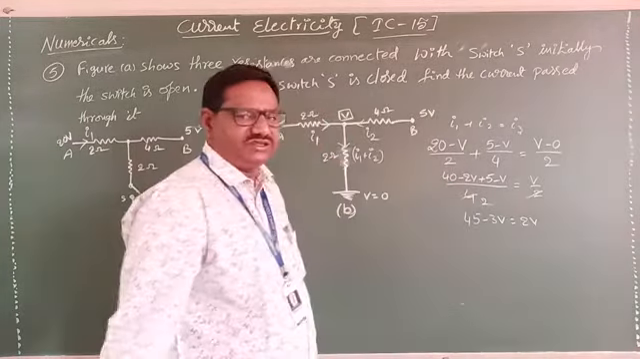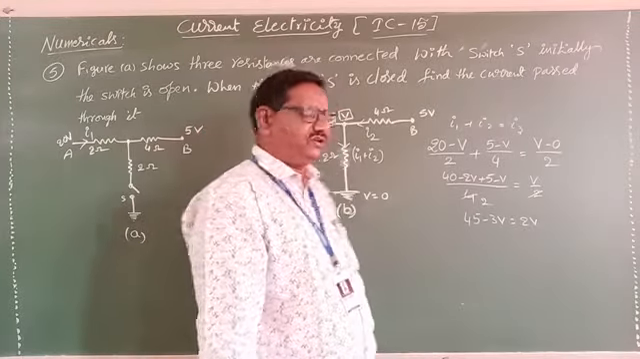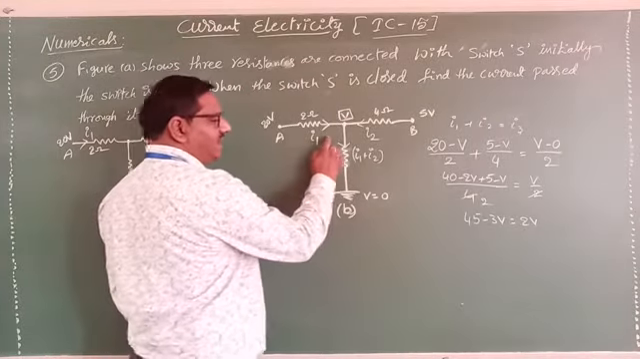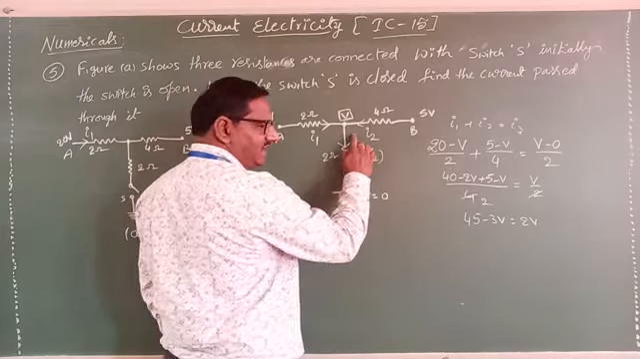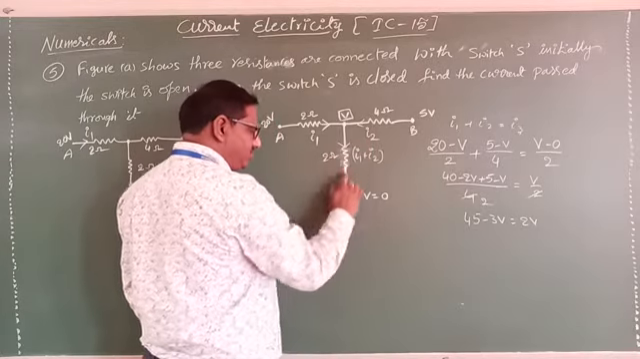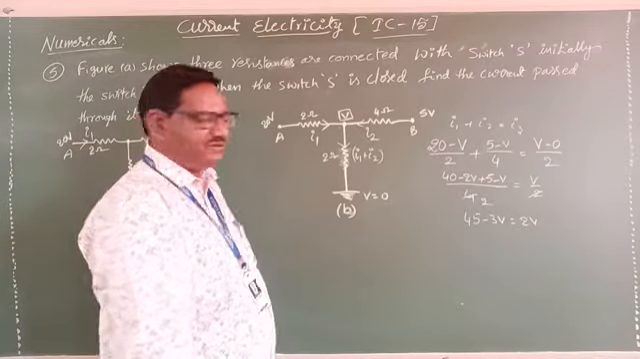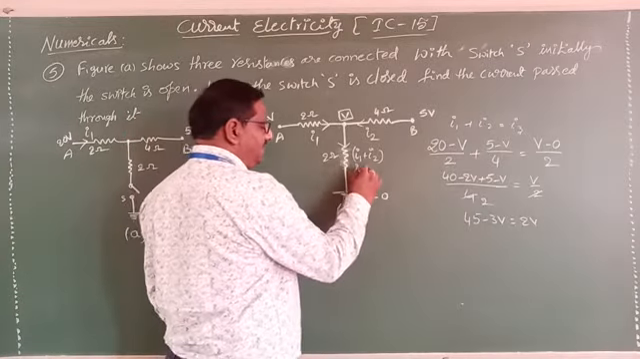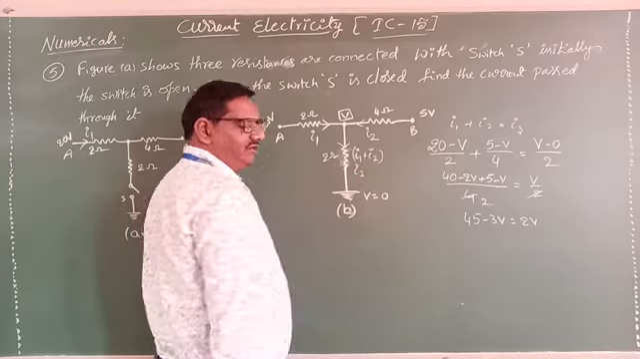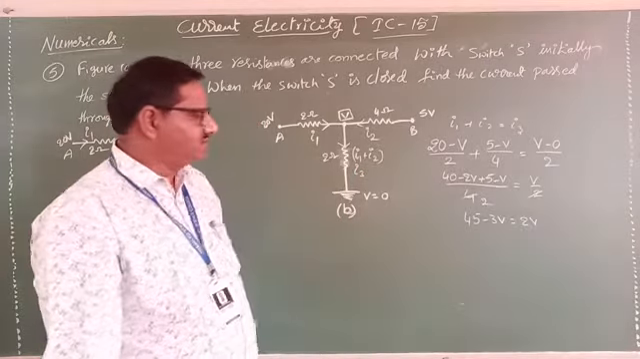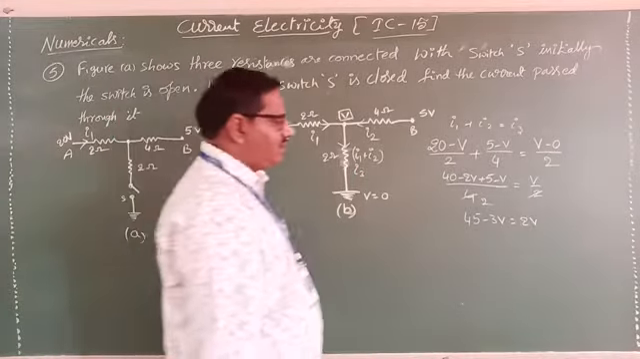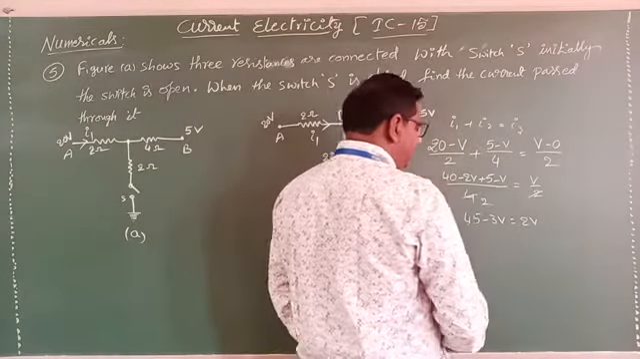Very simple. First current equations we wrote. Here we assumed the current I1 and here we assumed the current I2, and both will pass through ground. It is I3 or I1 plus I2. Simply I3 or I1 plus I2. However you write, no problem. That's why I wrote here. Clear? Now, first measure the potential.